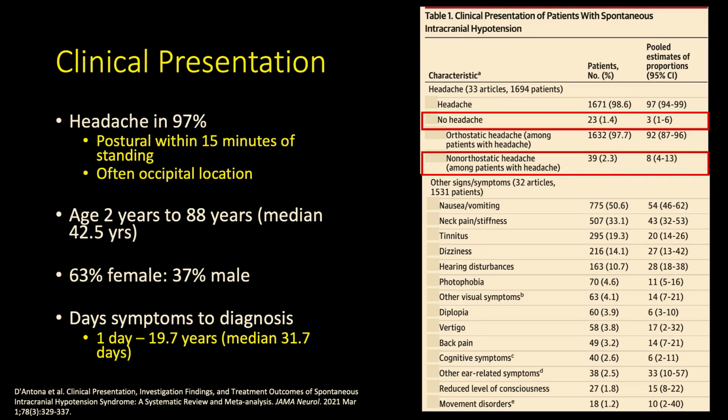In terms of age, really any patient can get this, ranging from 2 years to 88 years of age, with the average age at 42 and a half. And it's slightly more common in females than males. And these often have a delay in their diagnosis. So diagnosis is anywhere between 1 day of symptom onset to 20 years. We've seen patients that have had headaches for decades that were misdiagnosed with this disorder.